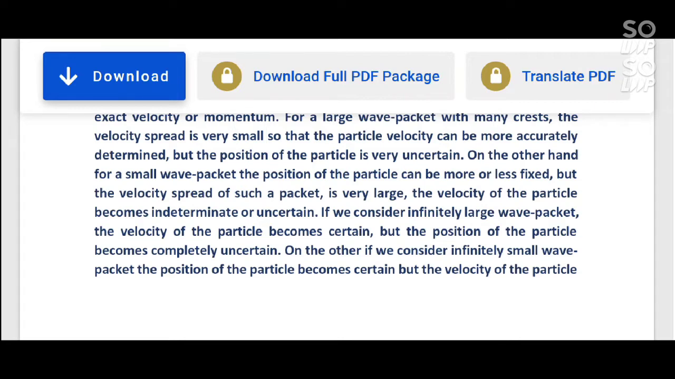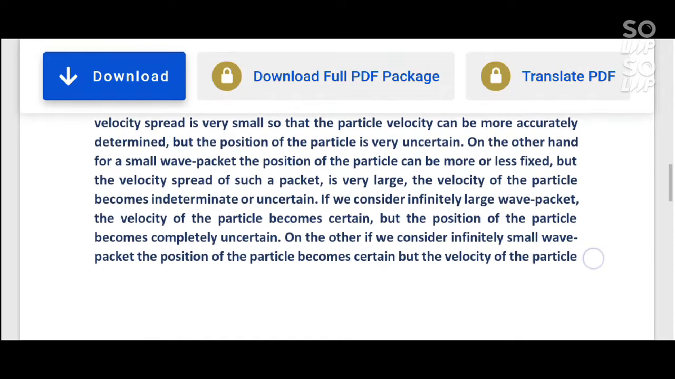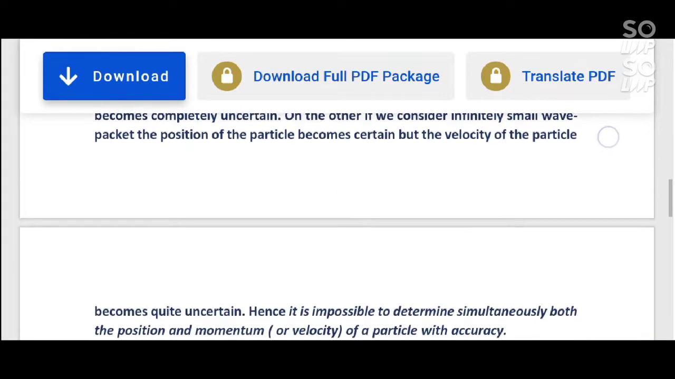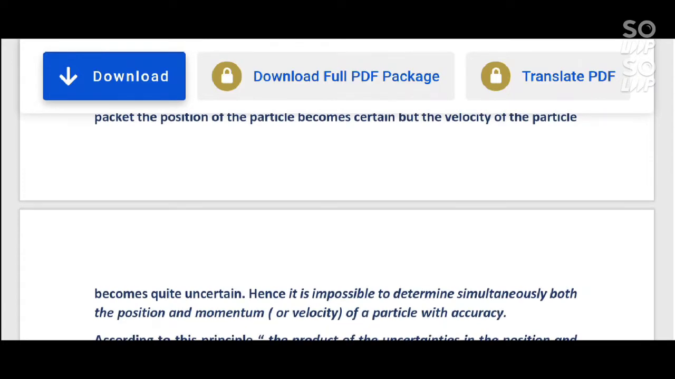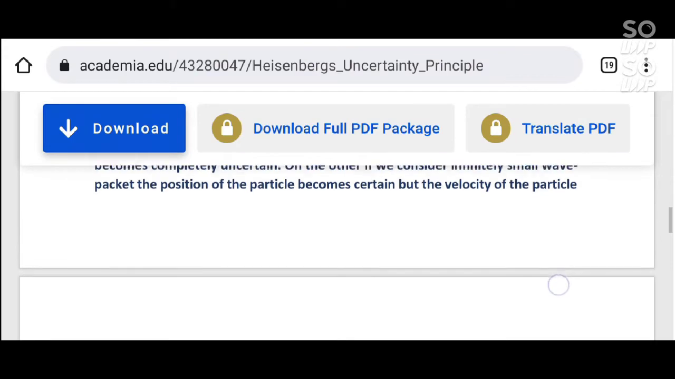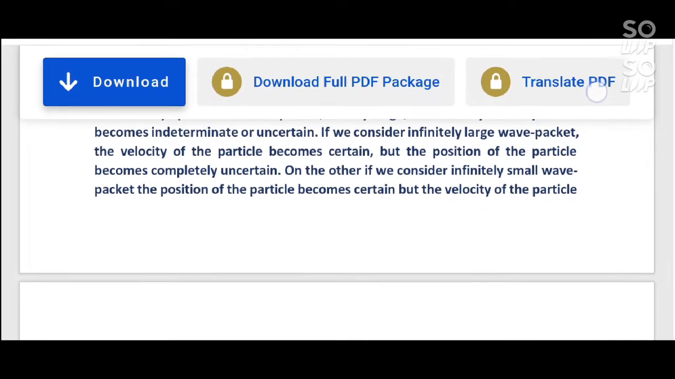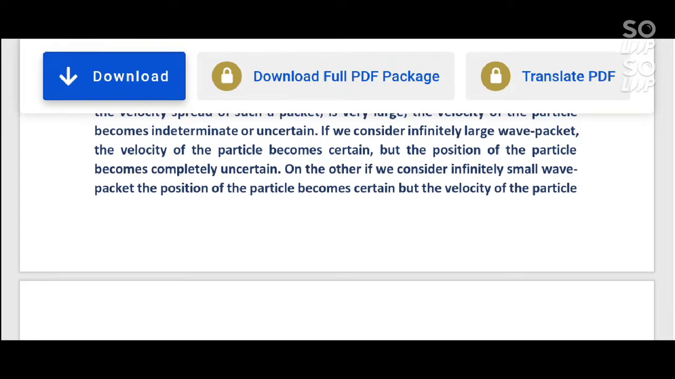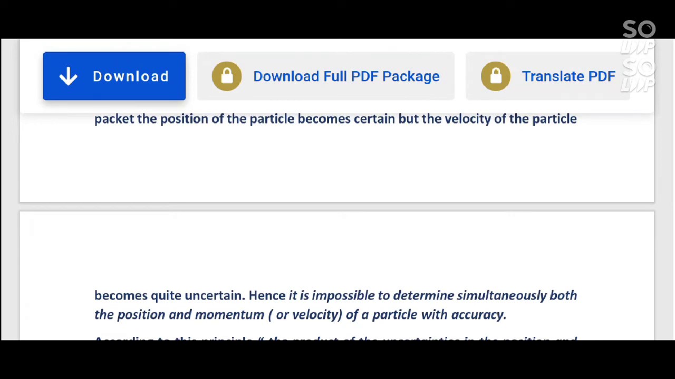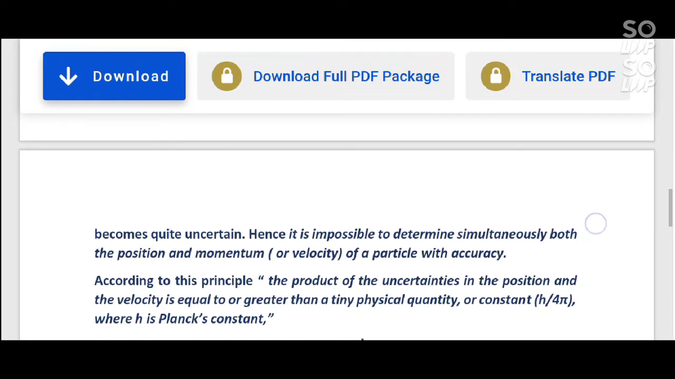If we consider an infinitely large wave packet, the velocity of the particle becomes certain, but the position of the particle becomes completely uncertain. On the other hand, if we consider an infinitely small wave packet, the position of the particle becomes certain, but the velocity of the particle becomes quite uncertain. Hence, it is impossible to determine simultaneously both the position and momentum or velocity of a particle with accuracy.